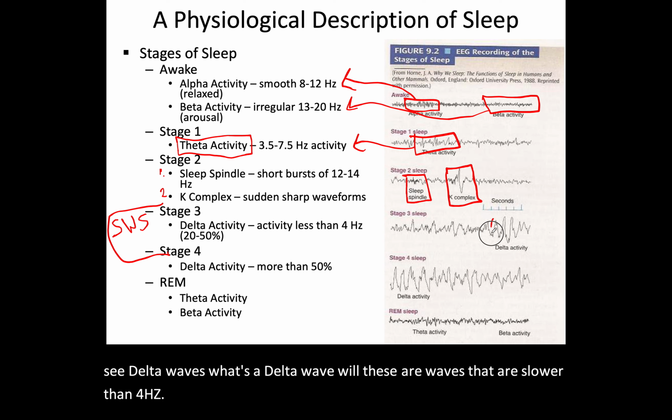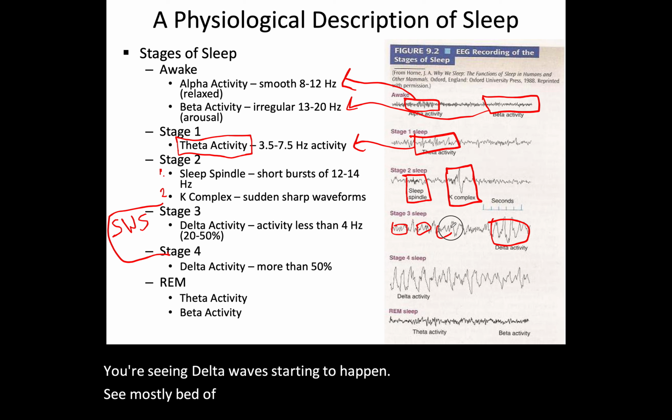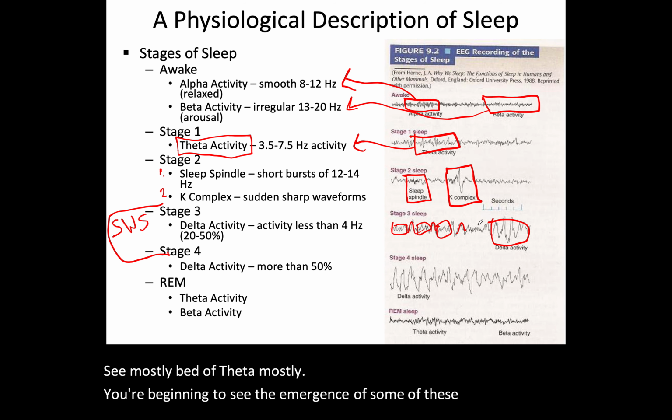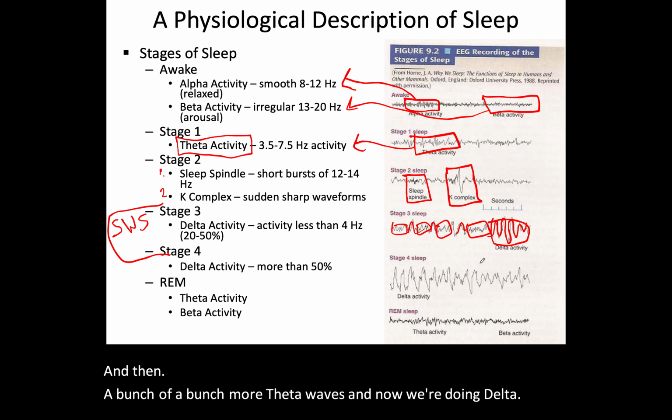Here are delta waves. And you're seeing delta waves starting to happen. See, mostly a bed of theta, mostly. And you're beginning to see the emergence of some of these slower waves, yeah? And then a bunch more. Theta waves, and now we're doing delta, slow waves.